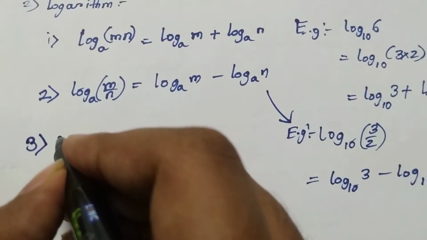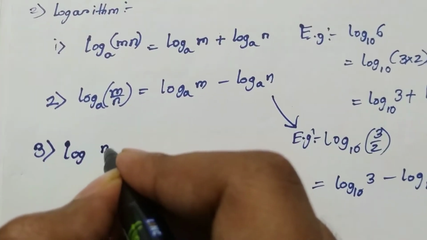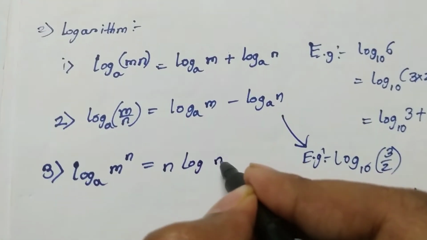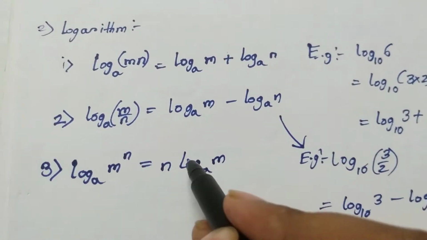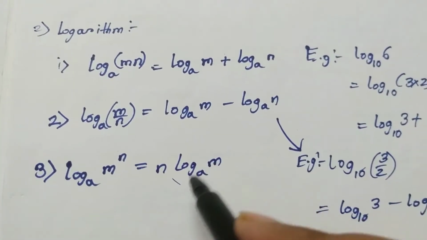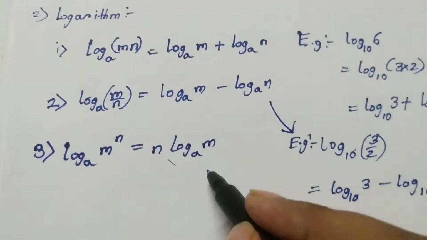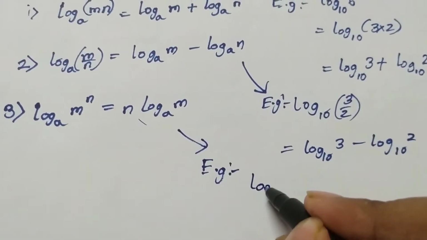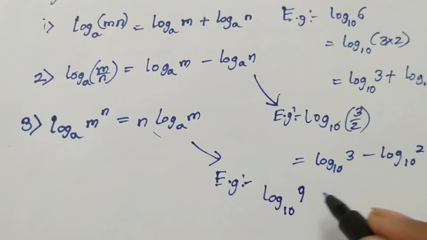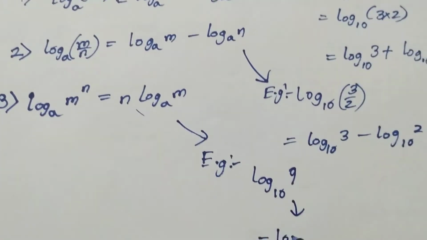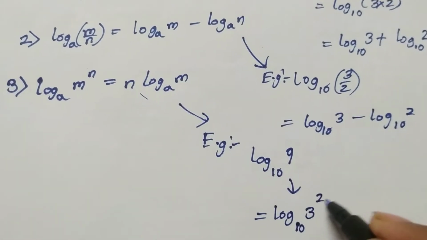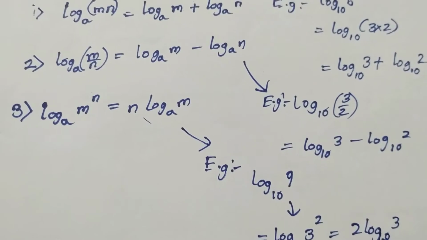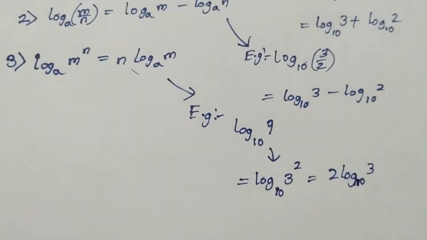Number 3 is the power formula, that is log m to the power n base a can be written as n log m base a. That is, the power comes in front of the logarithm m base a. This is also very simple. I'll show you an example. Log 10 base 9, suppose, and we can write this as log 10 base 3 square, and we can write this as 2 log 3 base 10, sorry, 3 base 10.